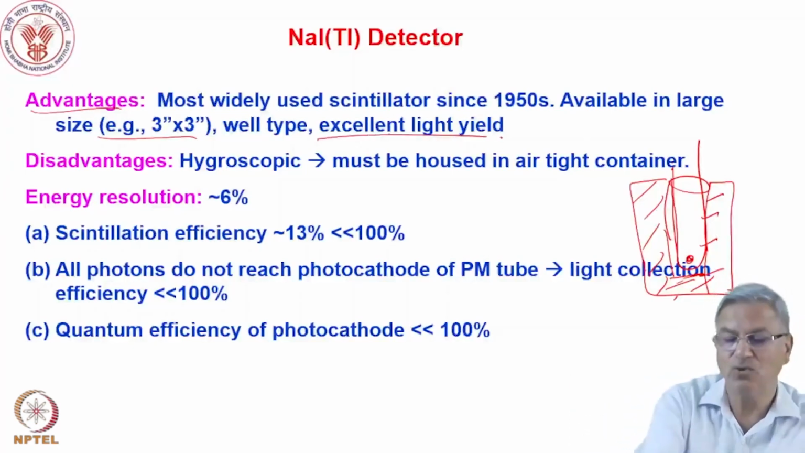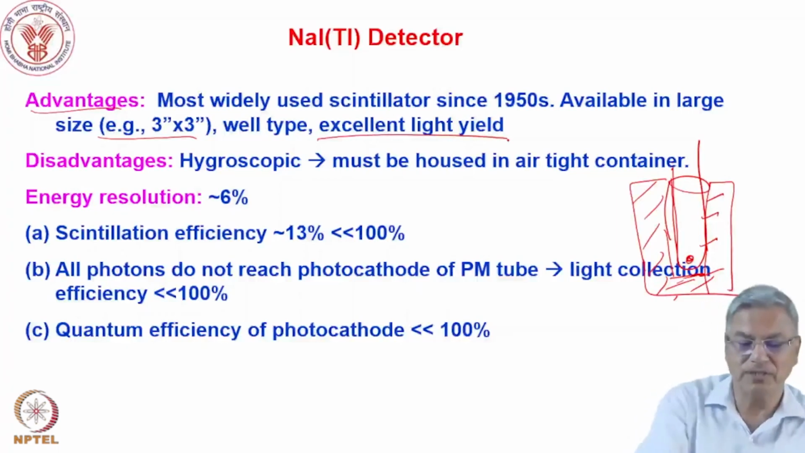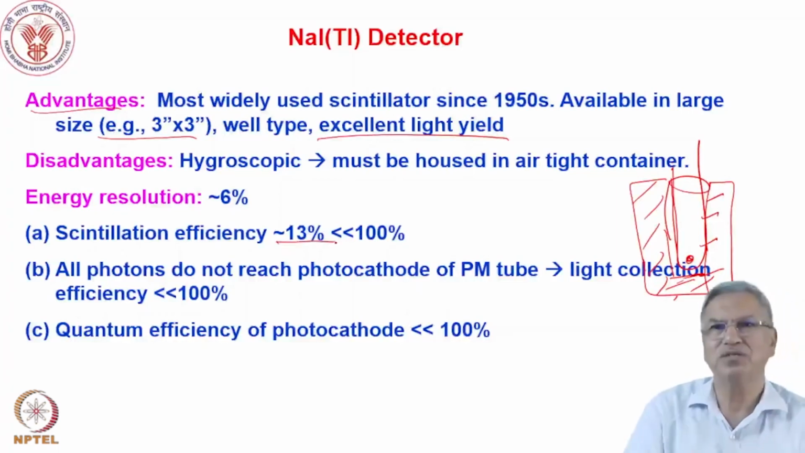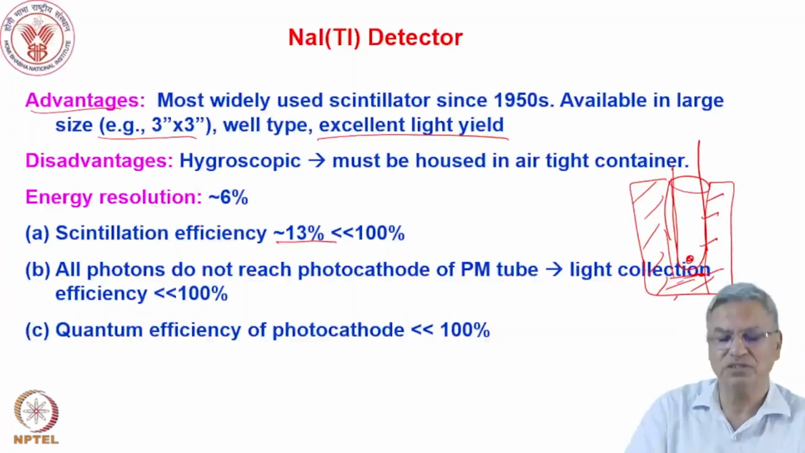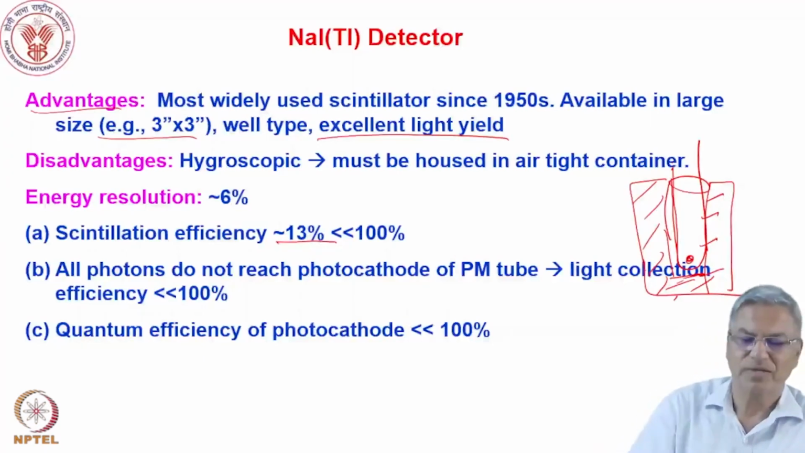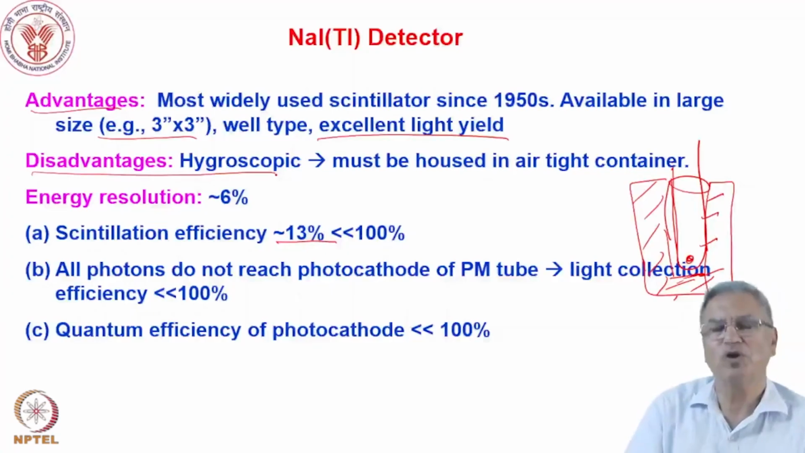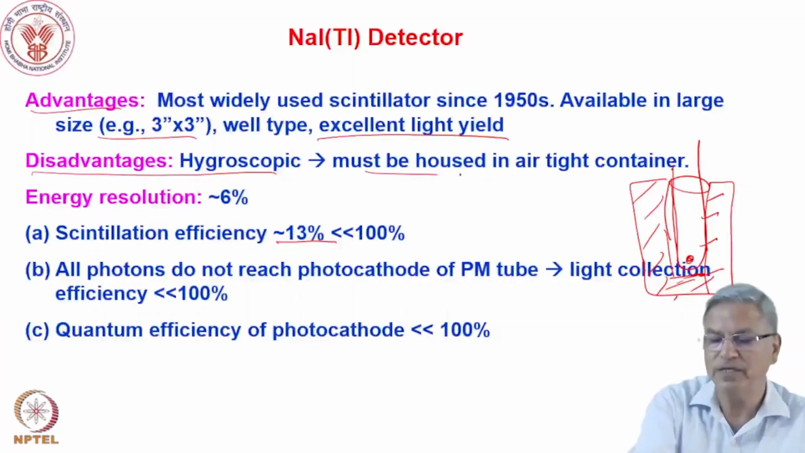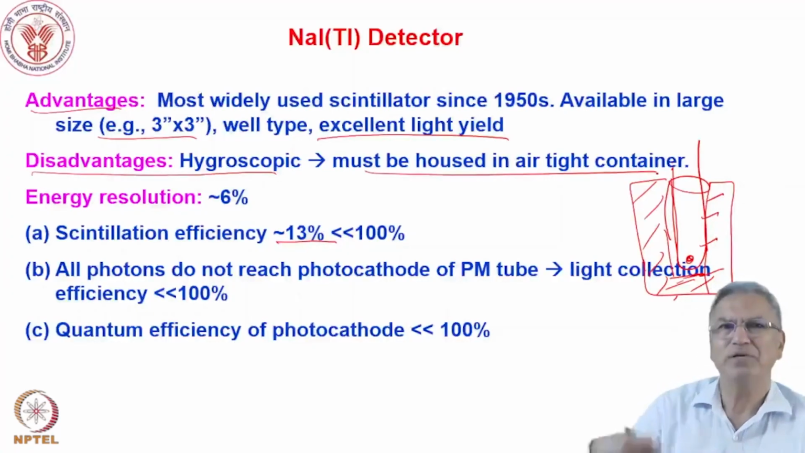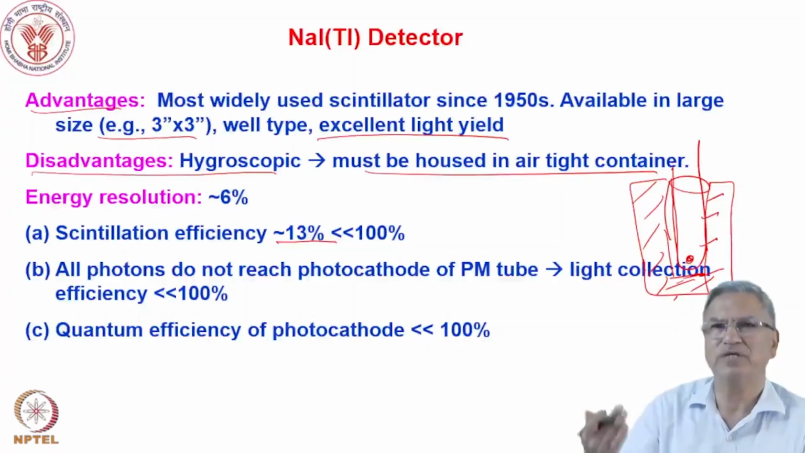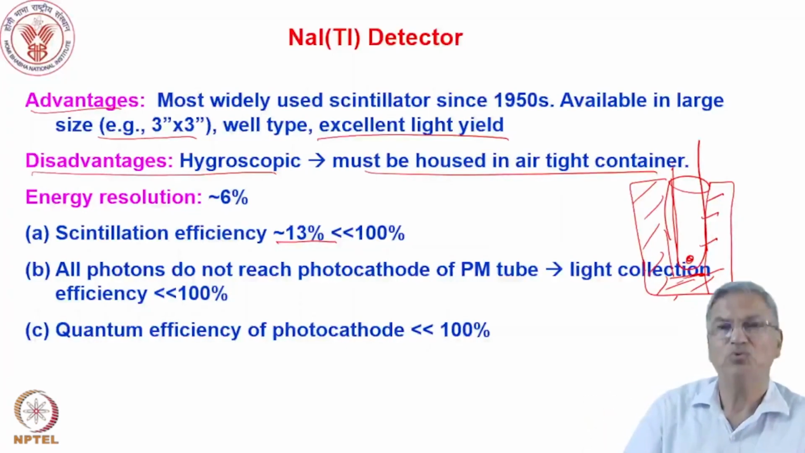It has excellent light yield. Though it is not very high, you see 13% is the efficiency, but still, in parlance of scintillation detectors, it is called excellent. The only thing is that it is hygroscopic in nature. So when you are making a detector, you have to house it in an airtight container, hermetically sealed in an aluminum casing, and make sure that moisture does not get inside.